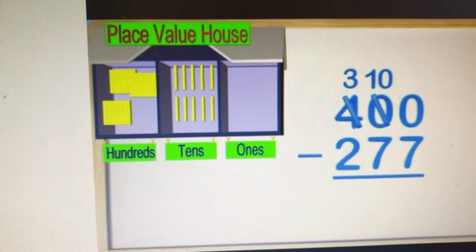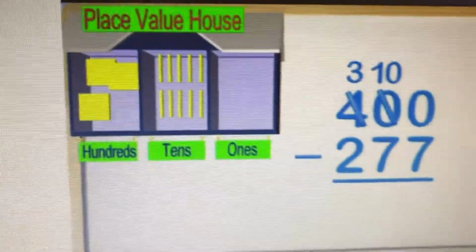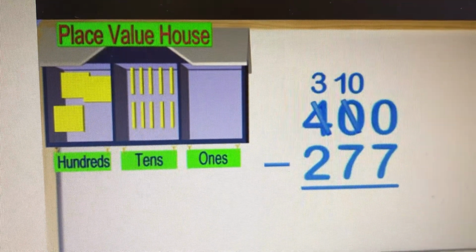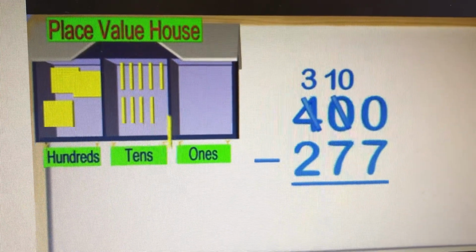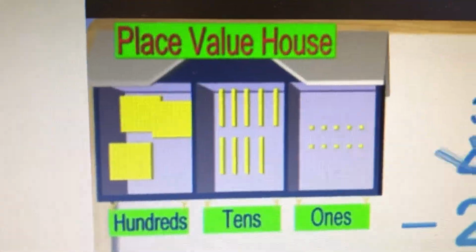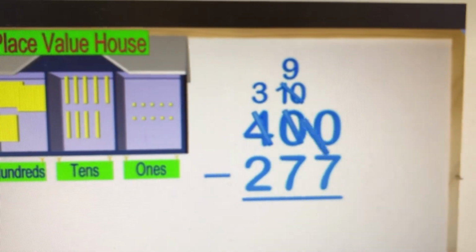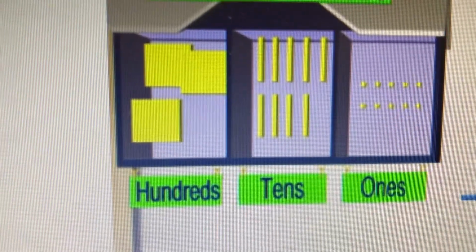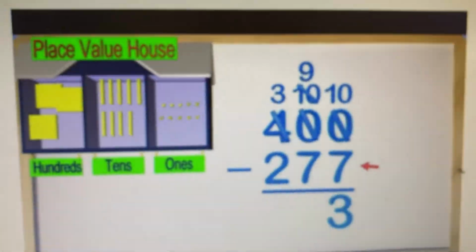Now we can see that we have 3 hundreds in the hundreds place, 10 tens in the tens place, and 0 ones in the ones place. We still need to borrow to be able to subtract in the ones place. But now that the tens place has a 10 in it, we can borrow from that. So we take one of the tens and bring it to the ones place, and that leaves 9 tens in the tens place. Awesome job! We took one of the tens from the tens place and now have 10 ones to subtract with. Great job, guys! Now we have 10 subtract 7, which gives us 3.